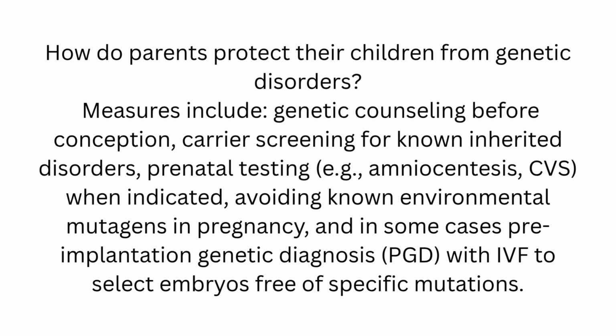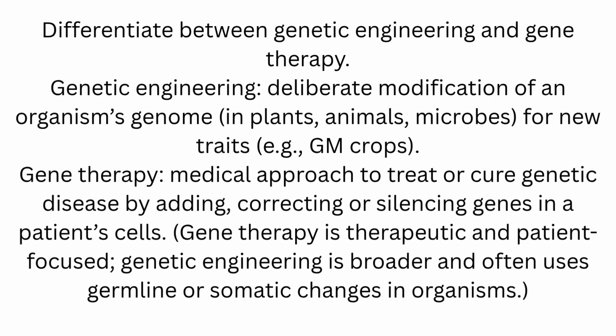How do parents protect their children from genetic disorders? Measures include genetic counseling before conception, carrier screening for known inherited disorders, prenatal testing, e.g., amniocentesis, CVS, when indicated, avoiding known environmental mutagens in pregnancy, and in some cases pre-implantation genetic diagnosis, PGD, with IVF to select embryos free of specific mutations.